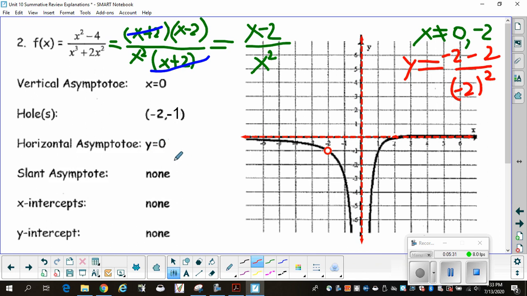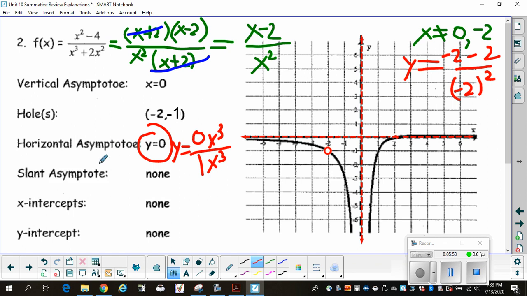So I'm going to do y equals 0x cubed over 1x cubed. Remember, I have to have them so they've got the same degree. 0 divided by anything is 0, and so y equals 0 is my horizontal asymptote. If I have a horizontal asymptote, I won't have a slant.